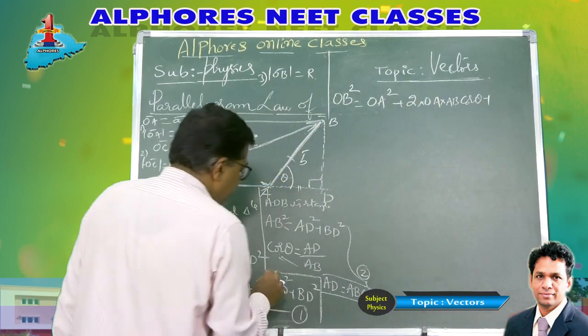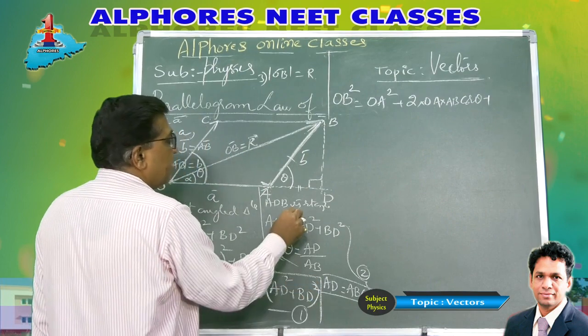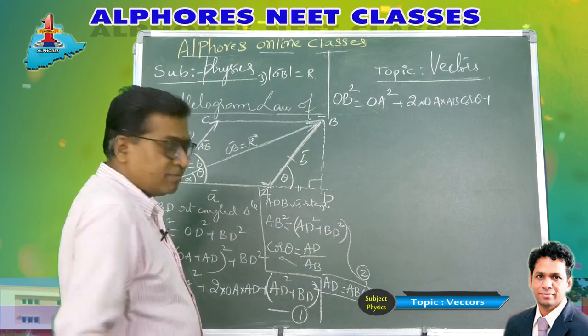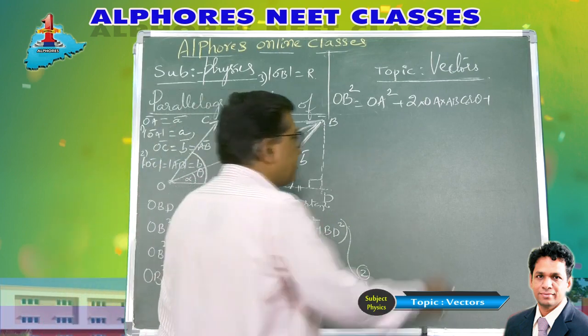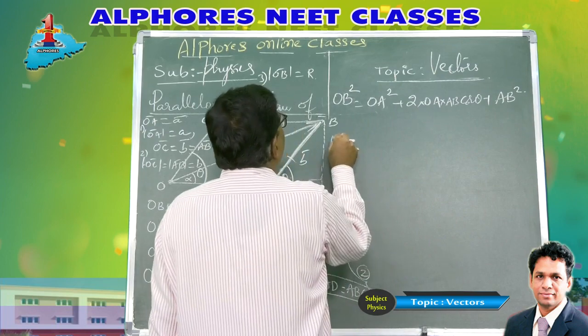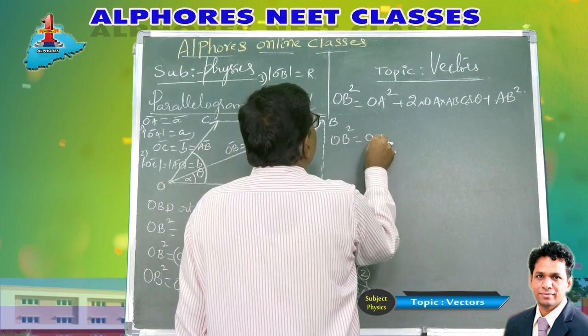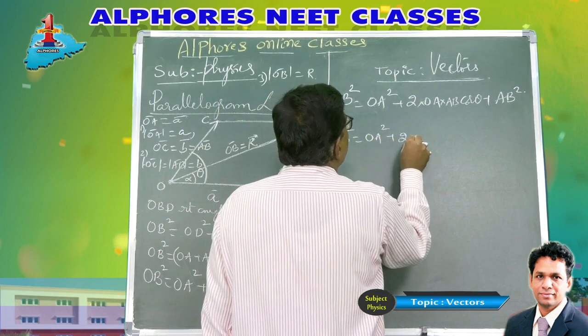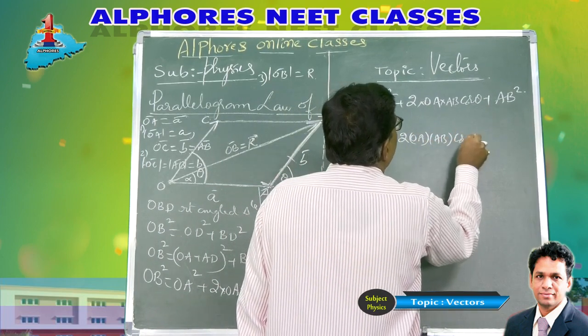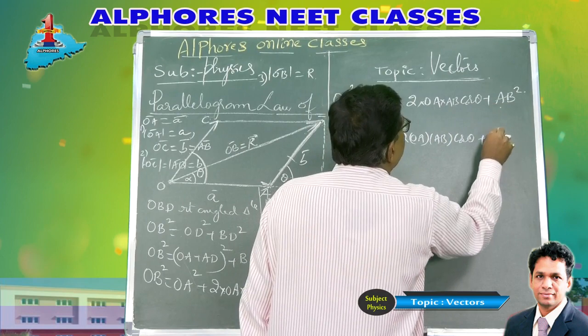Plus, here you have got AD square plus BD square. But AD square plus BD square, from equation 2, is AB square. I shall substitute AD square plus BD square as AB square. So therefore OB square is OA square plus 2 OA AB cos theta plus AB square.